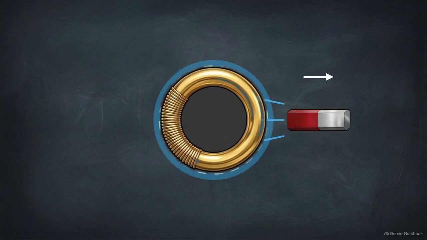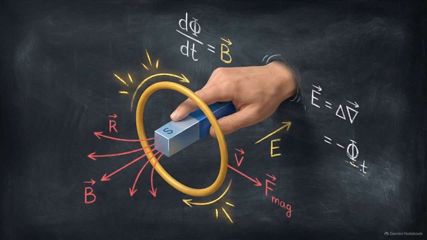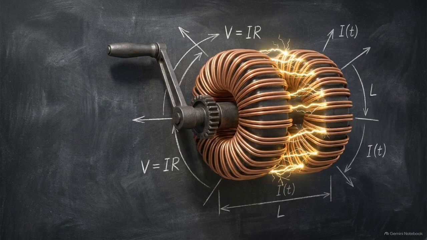It generates a south pole, creating an attractive force that tries to drag the escaping magnet back toward the coil. This constant magnetic resistance is the conservation of energy playing out in real time. You must exert physical, mechanical effort to overcome the coil's opposition. That mechanical effort is exactly what gets converted into electrical power.